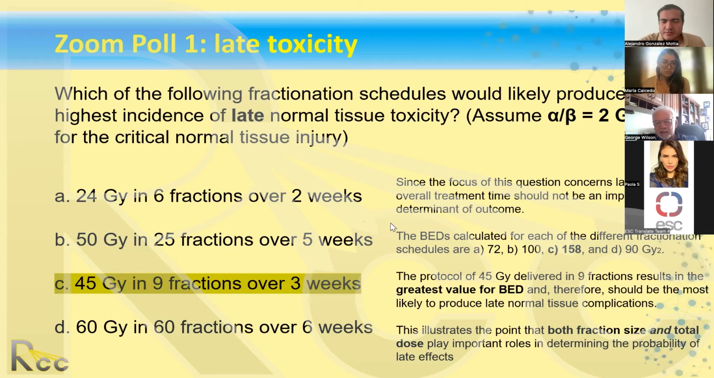And if we actually did calculate the biologically effective doses for each of these different fractionation schemes, we would get 72 gray for A, 100 gray for B, 158 for C, and then 90 gray for D. And so really it's this protocol of 45 gray in 9 fractions that results in the greatest BED, and is likely to produce more late normal tissue complications. So the important thing is that it shows that fraction size and total dose really play important roles in determining the probability of late effects.